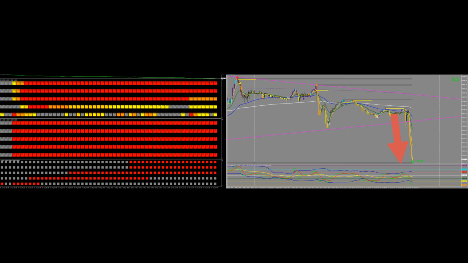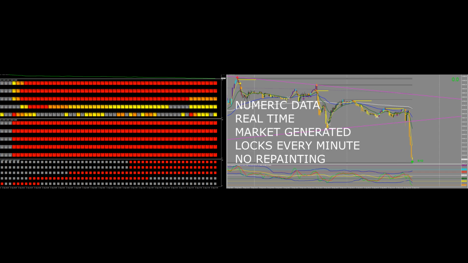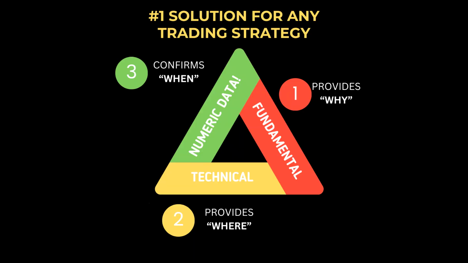We can actually, in a sense, read the market when it's doing this. The best part about this data is it's real time, market generated, and it locks. This does not repaint. There's no guesswork with this. And because we've added the heat mapping, the color scheme can just draw our eye right to it. No matter whether you're a trendline trader, a smart money concept trader, supply and demand zone trader, a volume profile trader, a VWAP trader, a trend trader, a reversal trader, this is the number one solution for any trading strategy.